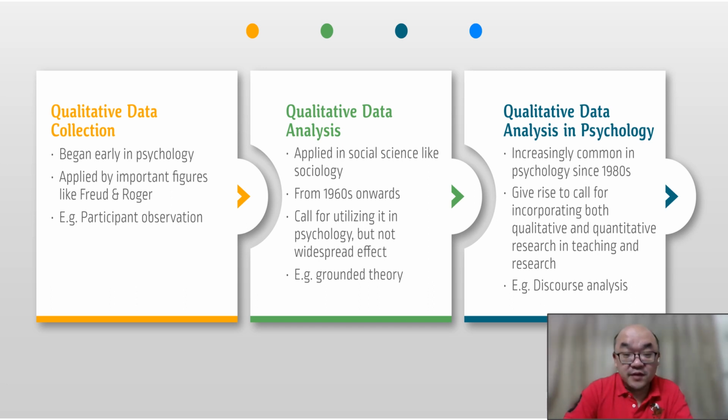Now, qualitative data analysis, particularly in psychology, has been increasingly common since the 1980s, but there is a rise in calls for incorporating both. So for now, training in both methods is recommended, and that's the reason why you are here. There are contemporary methods like discourse analysis, where instead of simply looking at what people say, you look at the interaction between people and study how it unravels: how one thing leads to another, what causes silence, and what silence means in a conversation.